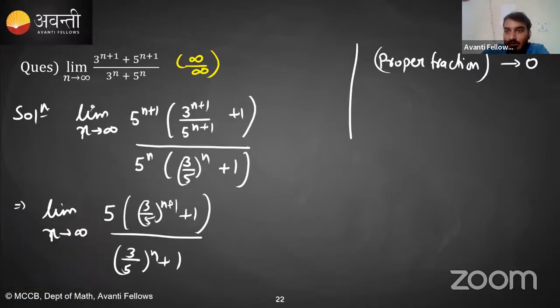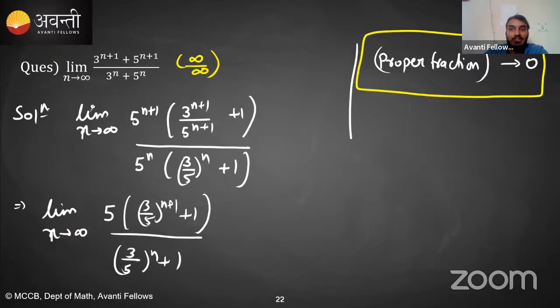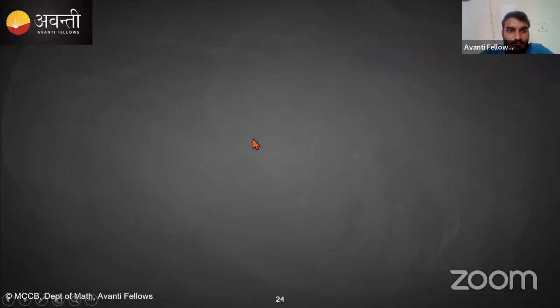If anybody doesn't know, now remember this: a proper fraction raised to the power infinity tends towards 0. Okay? Is this clear? Tell me if you have any doubt in this. Clear? If it is clear, let's proceed to the next segment. I hope no one has any doubt. If you have any doubt, you can ask me in the chat box. Okay? So let's proceed further.